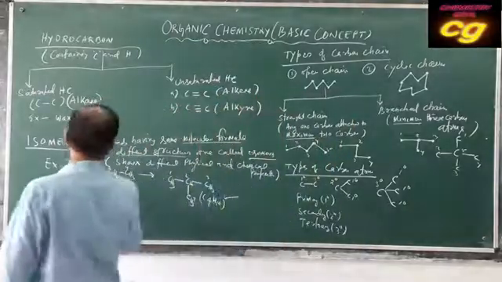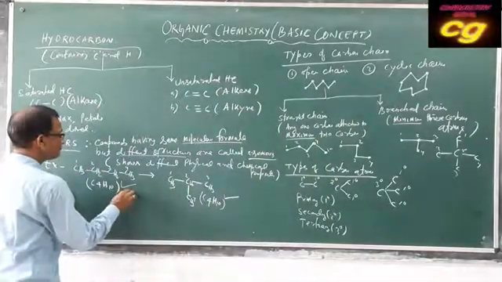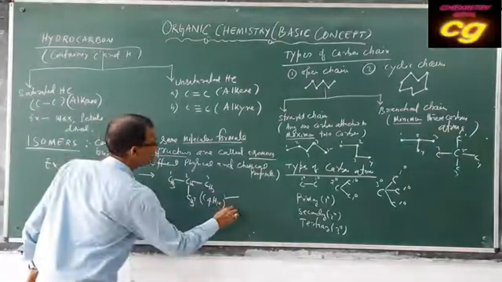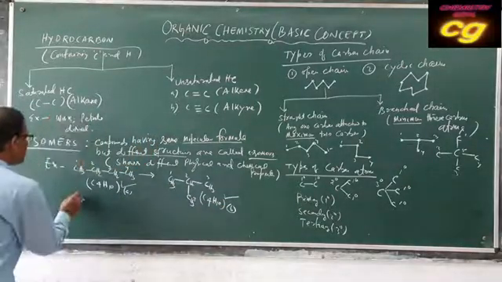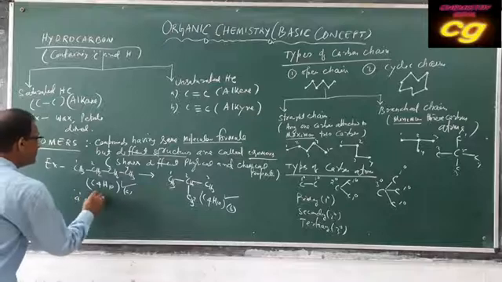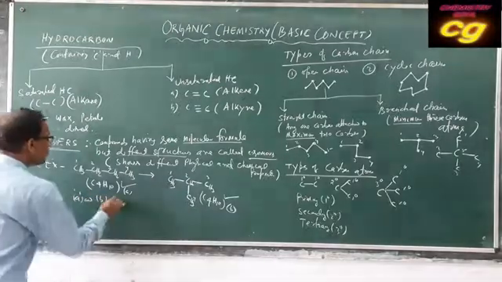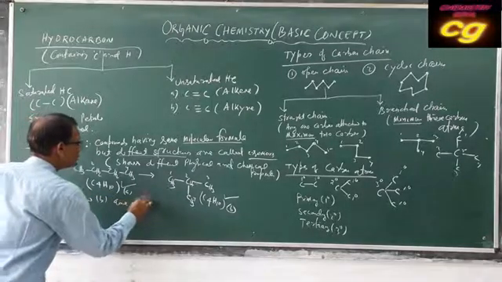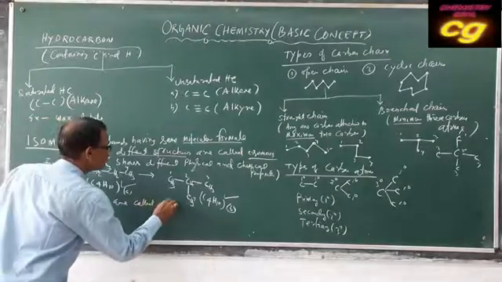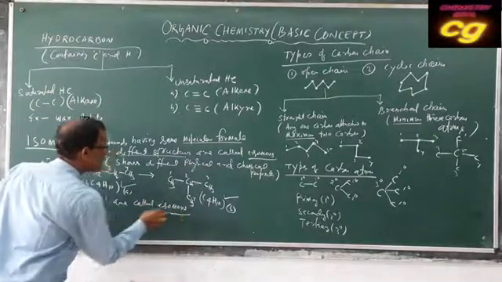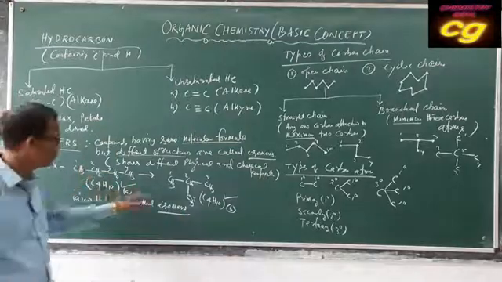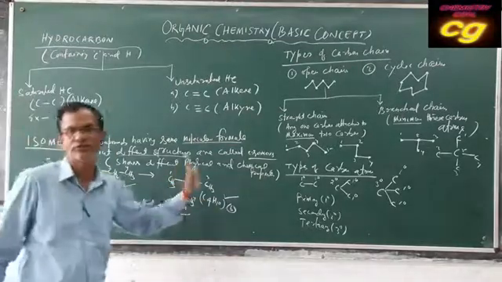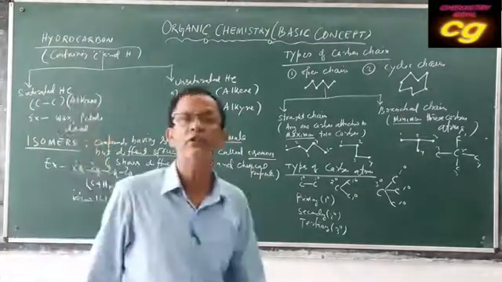This compound A and B are called isomers, because they have the same formula but different structures. That's why these are called isomers.